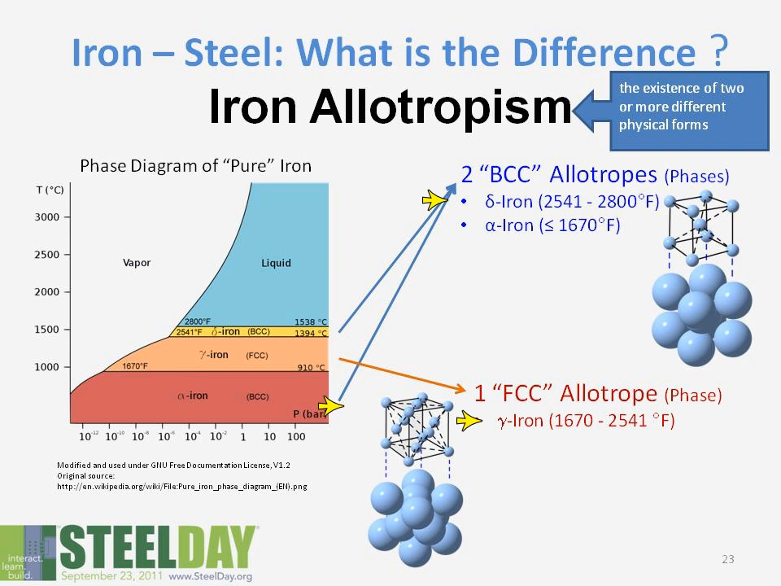And again, as we cool even further, they will rearrange themselves again, go through a solid state phase transformation, and realign themselves back into a body-centered cubic state, and that's known as alpha iron or ferrite.